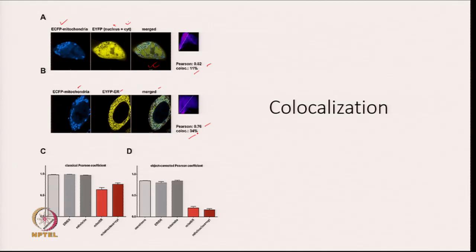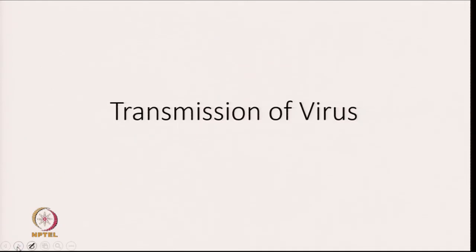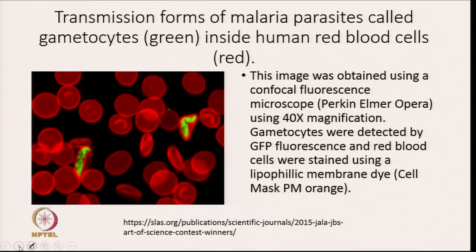So, there are ways to calculate the co-localization from the merged picture and the image to find the percentage of localization factor. I am not going into detail, but if you want you can look at some of the books I have referred to. We can also look at the transmission of parasites using fluorescence microscopy, and this is one example where transmission forms of malaria parasite called gametocytes, which is green here, have been seen inside human red blood cells.